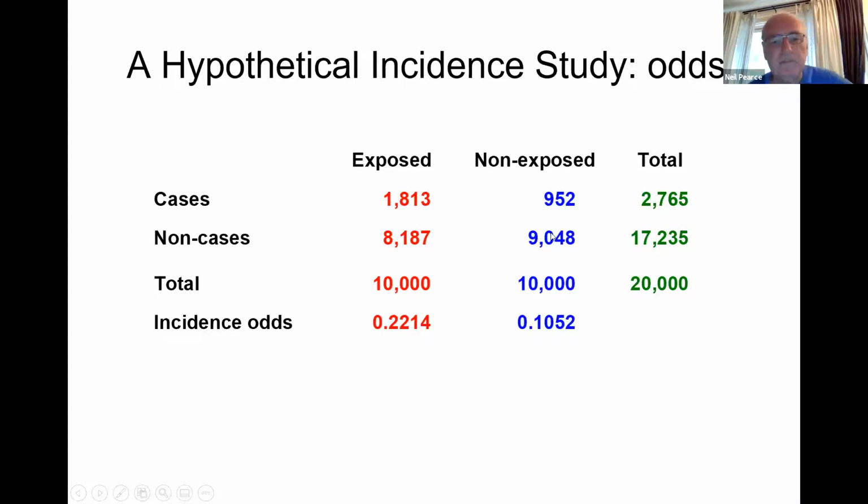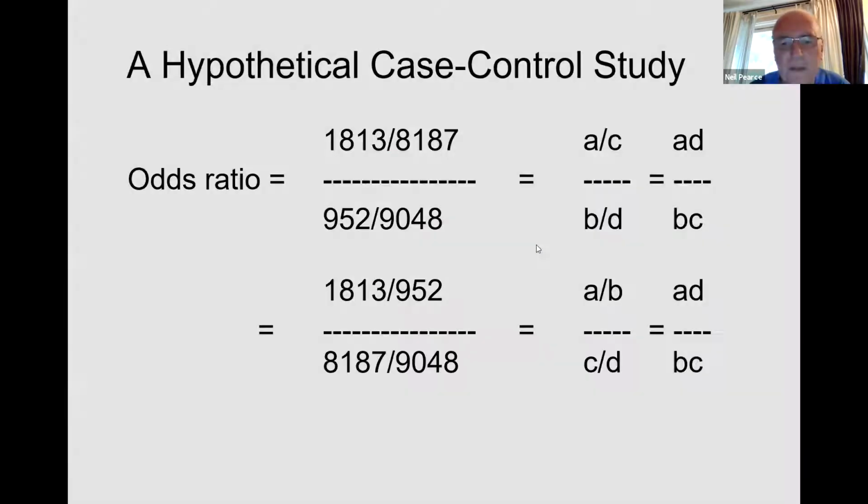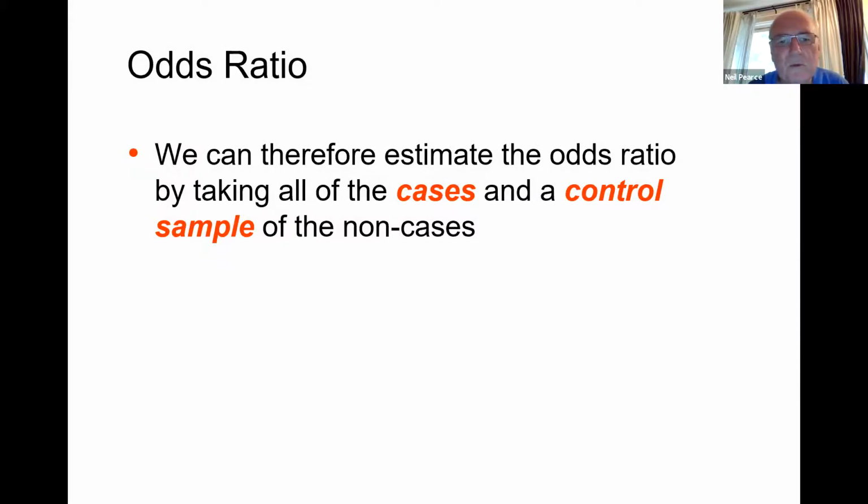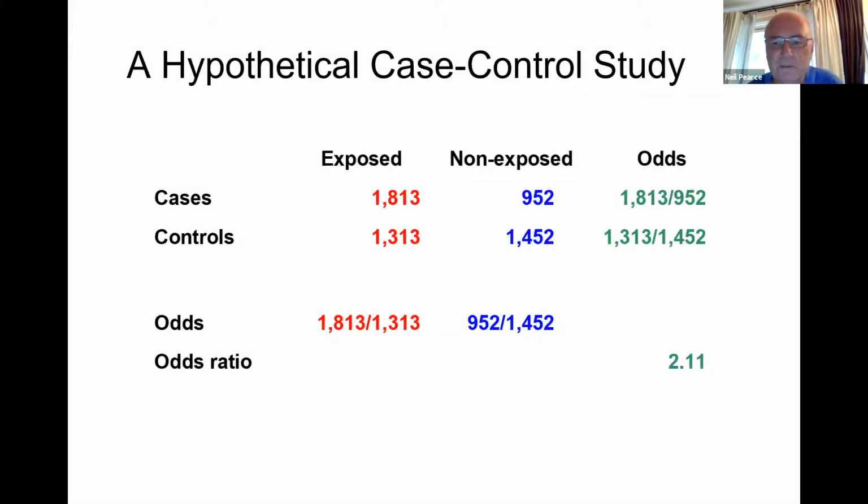And if we take a good sample, on the average, the proportion who are exposed will be the same as the proportion in this population we're sampling from. So it's slightly less than half, slightly more than half. We choose 2765 controls, and on the average, if we take an unbiased sample, slightly less than half will be exposed and slightly more than half will not be exposed. So we can estimate the odds ratio by taking all of the cases and a control sample of the non-cases.